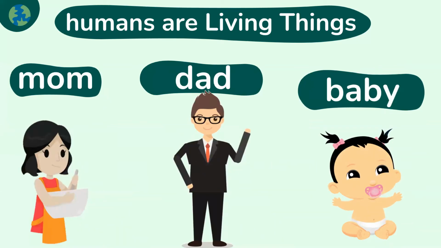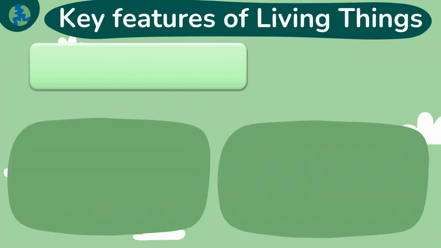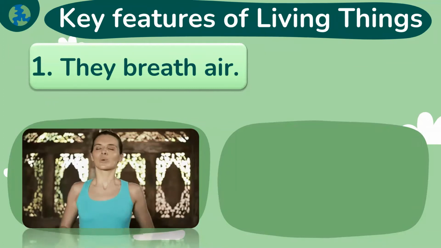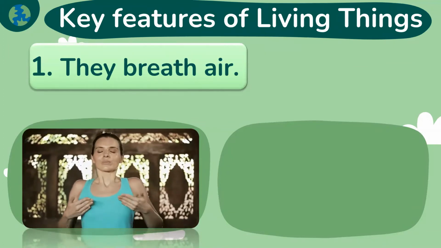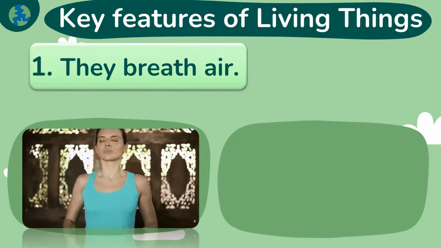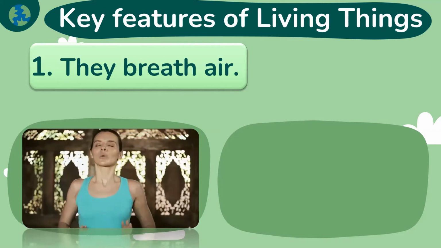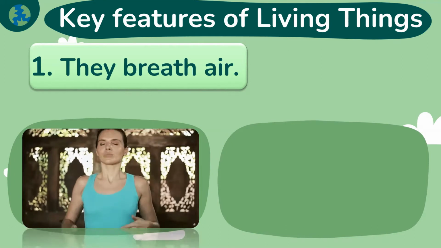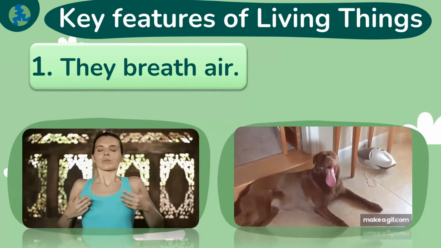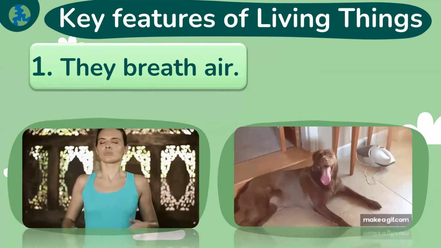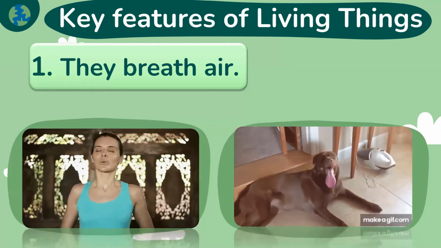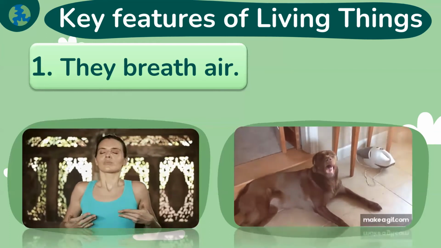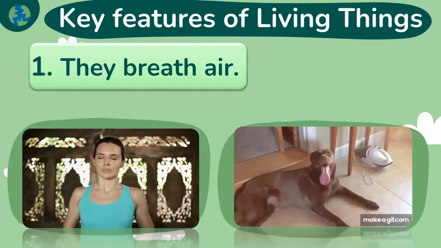Now, I'm going to show you the key features of living things. Let's start with number 1. They breathe air. We need air for us to live, just like this human exhaling and inhaling. Animals also breathe air like us. Plants do breathe as well through respiration.